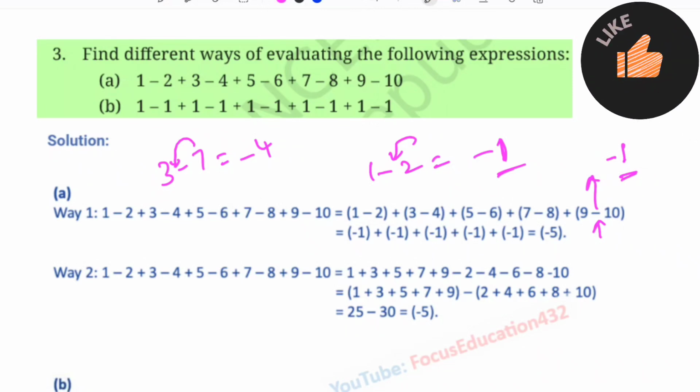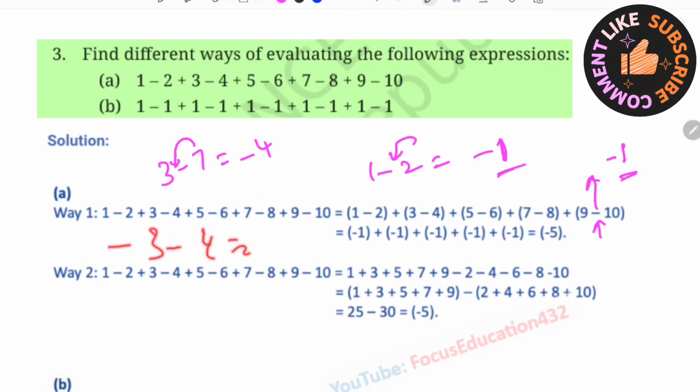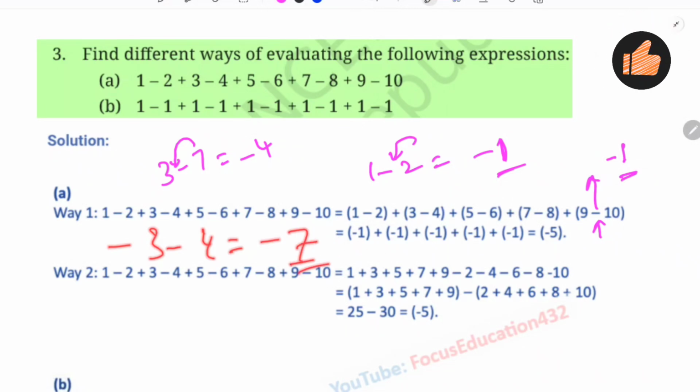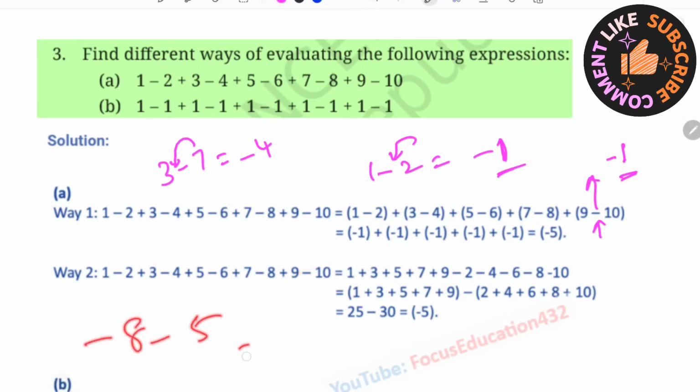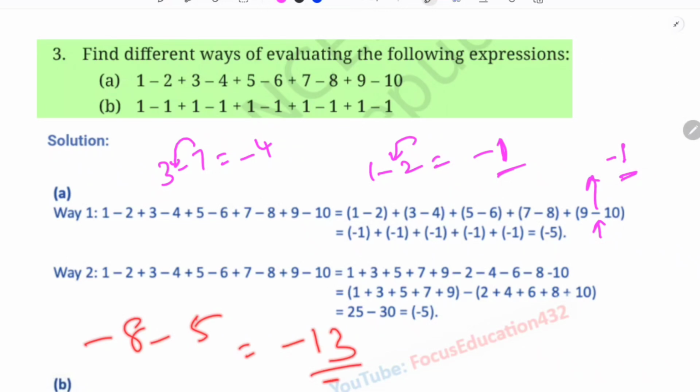For example, minus 3 minus 4. You have to add and write as minus. Clear? Minus 8 minus 5. You have to add and keep the sign as minus. Clear?